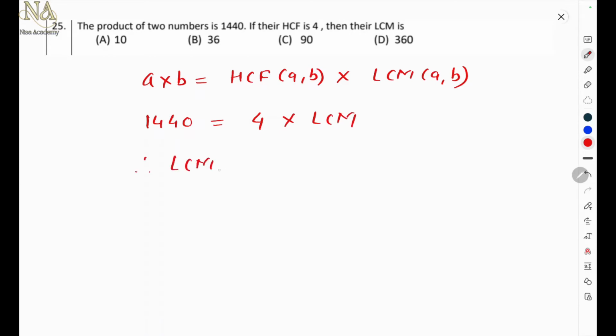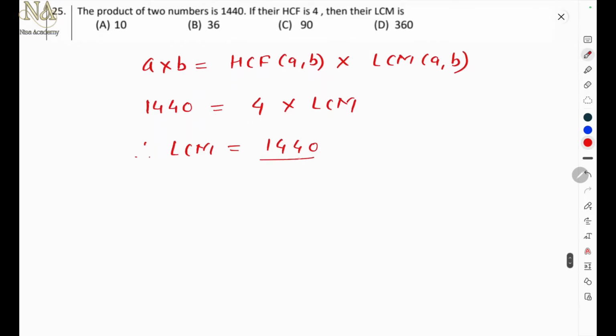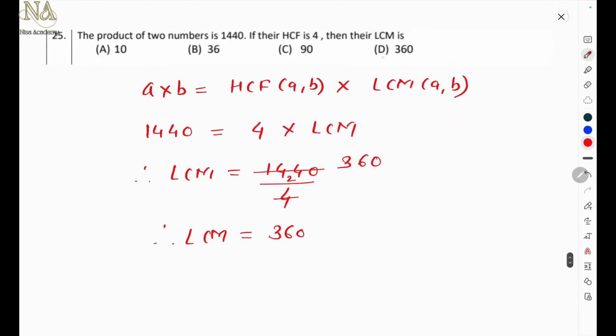Therefore, LCM equals 1440 divided by 4. If I divide this by 4, 3 fours are 12, 6 fours are 24, and 0. Therefore, LCM is equal to 360. So the option is D. Okay. Next problem.